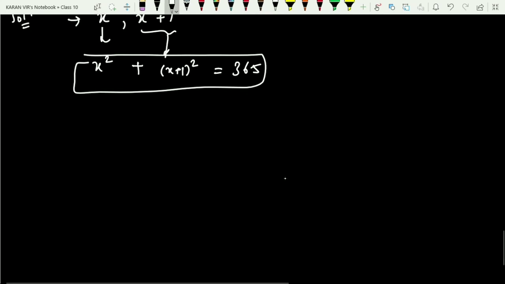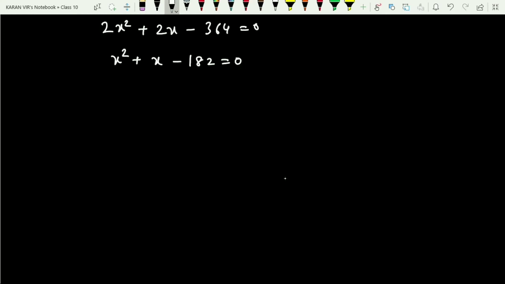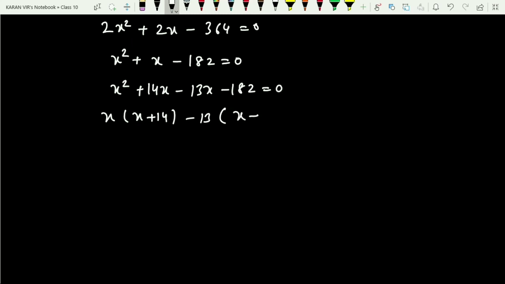So let us solve this now. This will be x square plus a square plus b square plus 2ab, and bring this 365 to this side, equals 0. So it is 2x square plus 2x minus 364 equals 0. Divided by 2, this will be x square plus x minus 182 equals 0. So you have to make the factors of 182, that will be 14 and 13, as we have done in the previous question also. So this will be x square plus 14x minus 13x minus 182 equals 0. So this will be x into (x plus 14) minus 13 common, (x plus 14) equals 0. So the two factors are (x minus 13) into (x plus 14) equals 0.